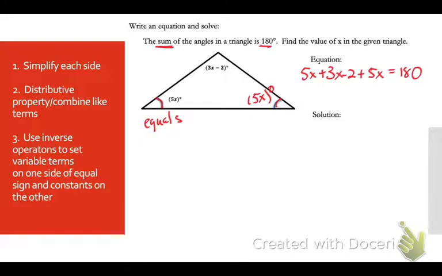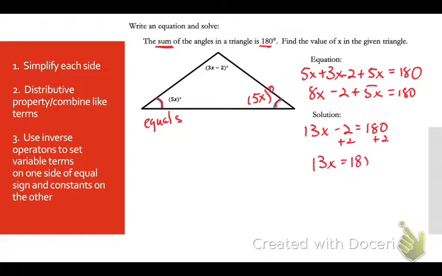Now we're going to simplify each side, or at least the left side of the equal sign. Let's combine some like terms. The first 2 terms together, 5x plus 3x is 8x, and then I just recopy down my minus 2 plus 5x equals 180. I'm going to continue combining my like terms on the left side, so I have an 8x plus 5x, which will give me a 13x. I bring down my minus 2, and that will equal 180. Now my left side of the equal sign is simplified, so I can start moving my numbers over to the right side. So 13x equals 182.